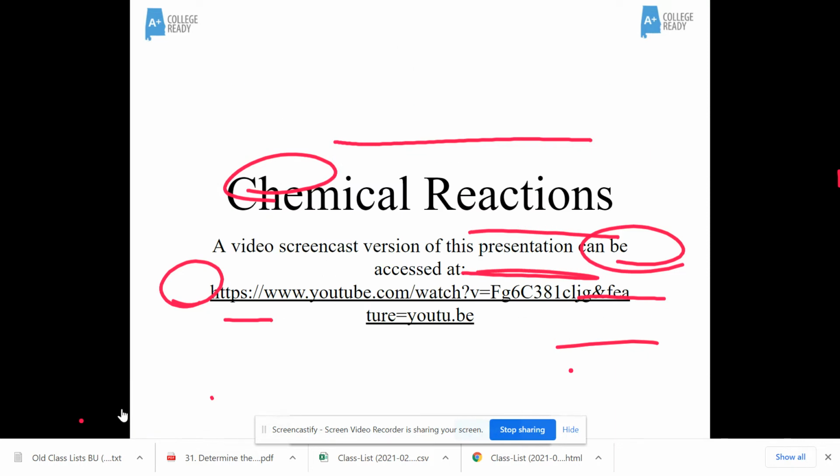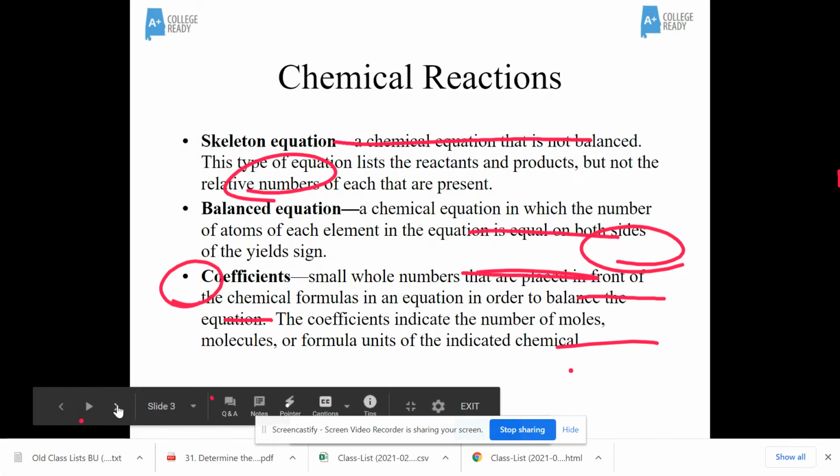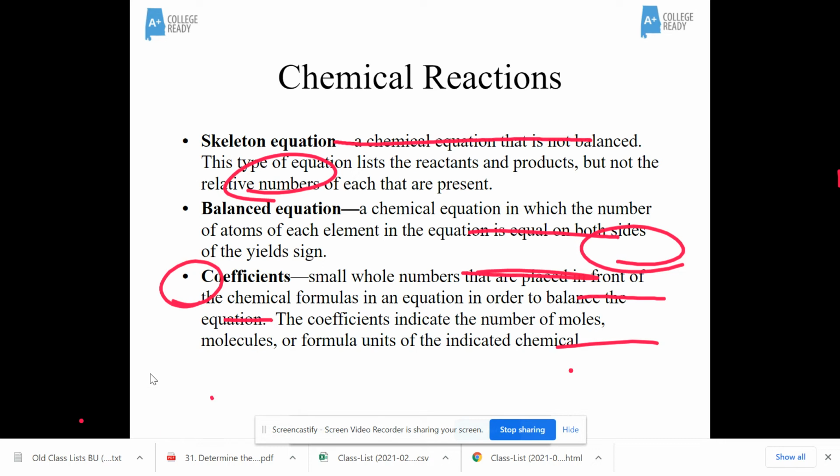Okay. So there is a screencast of this. This is what your Edpuzzle is on. So just remember that as you were watching that Edpuzzle.